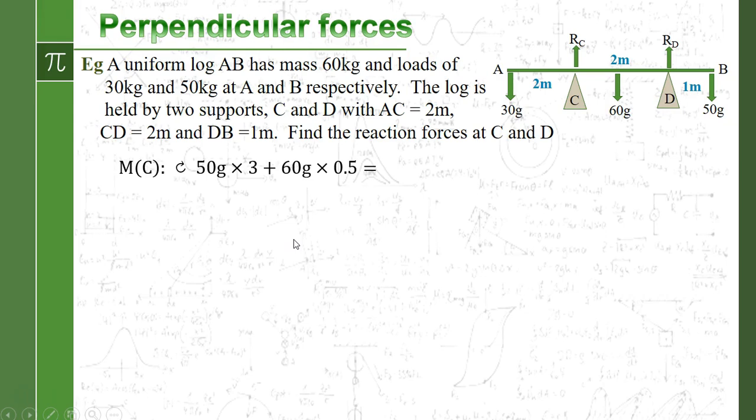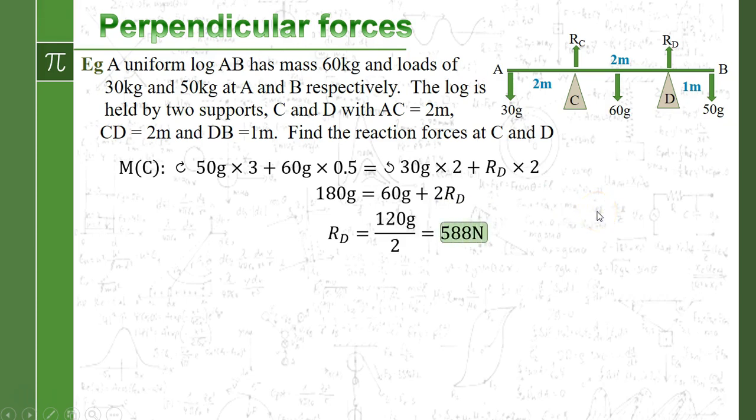And then anti-clockwise, we've got two moments going anti-clockwise. We've got this one here, 30g times by 2 meters. And then you've got the thing that we want, which is RD, again, times by 2 meters. And so what we've got there is an equation in terms of g, just for the reaction force. There we go. Do a bit of solving, and there you go. You've got it. The reaction force at D is 588 newtons.